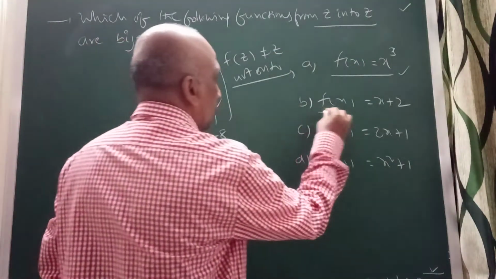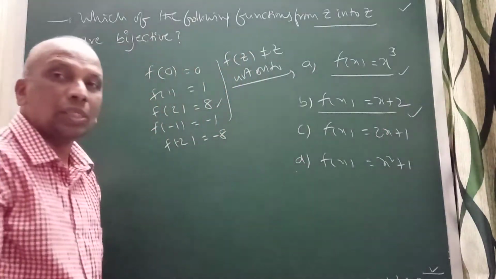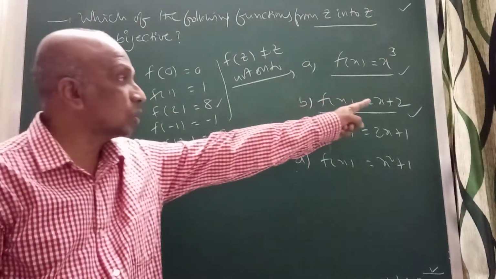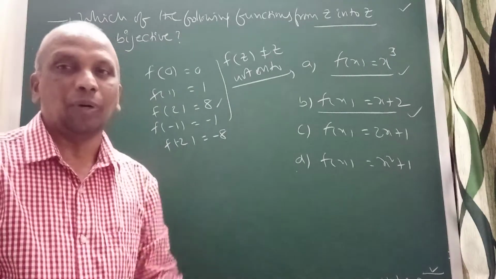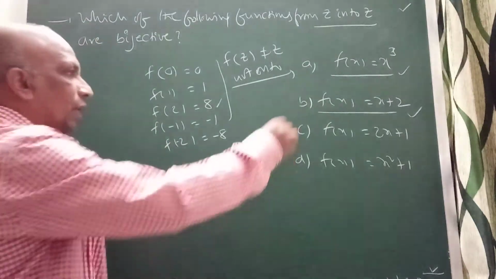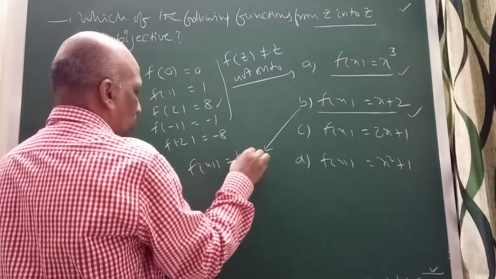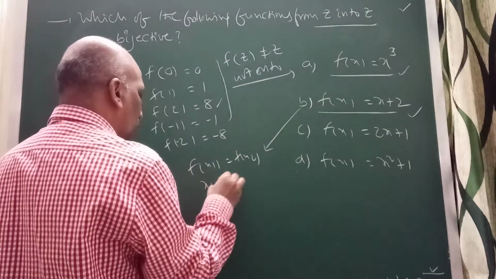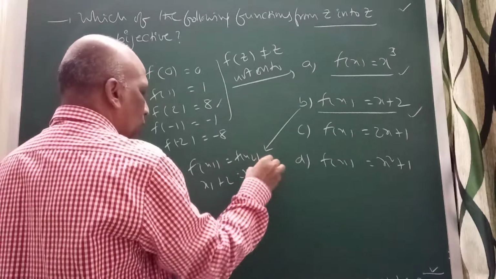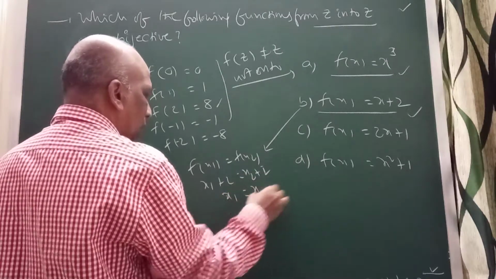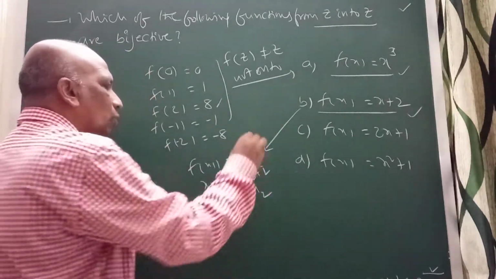Coming to this one, f of x equal to x plus 2. Clearly it is one-one. You can check, to verify one-one, let f of x1 equal f of x2. You can verify x1 plus 2 equals x2 plus 2, so x1 equals x2. No doubt this is one-one, right?